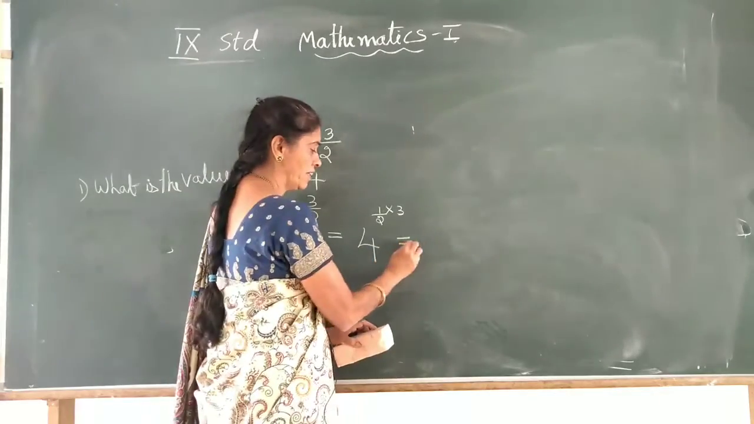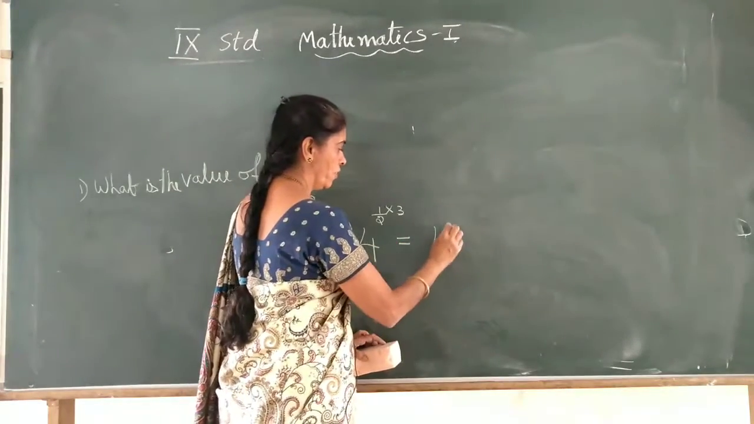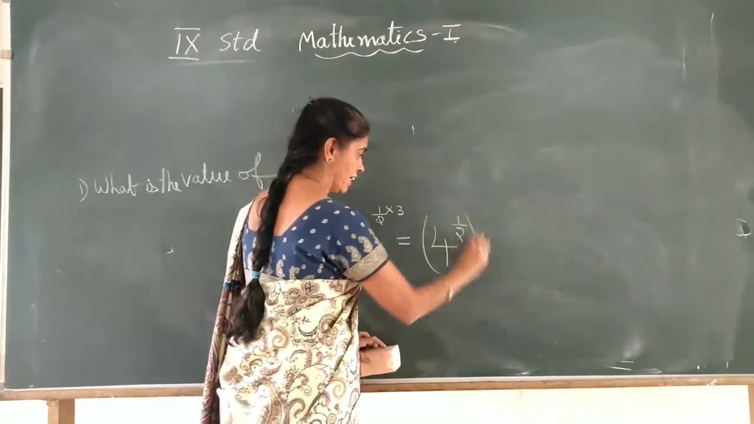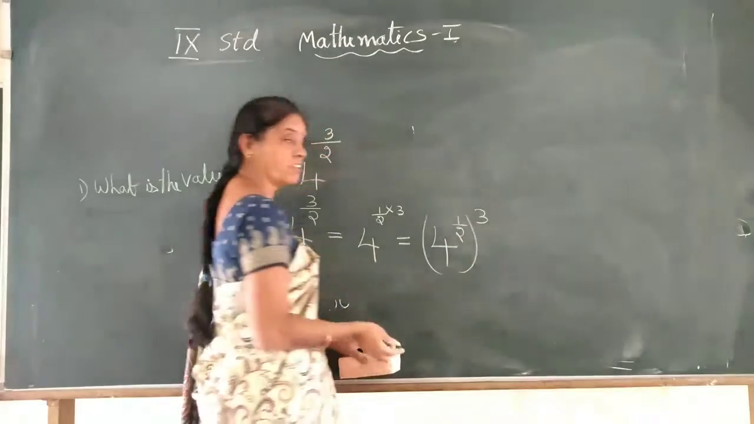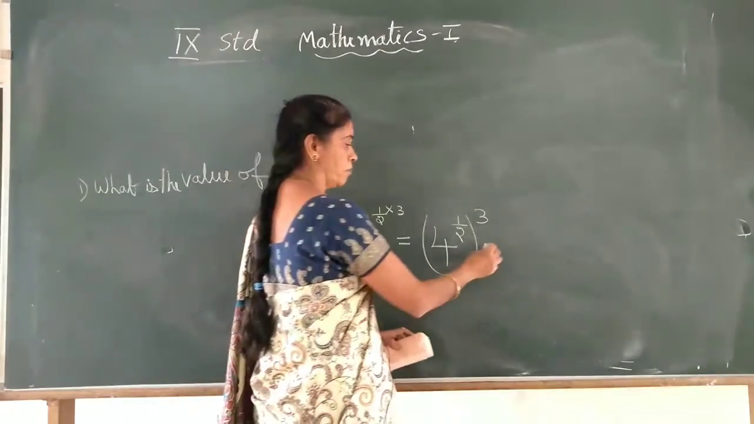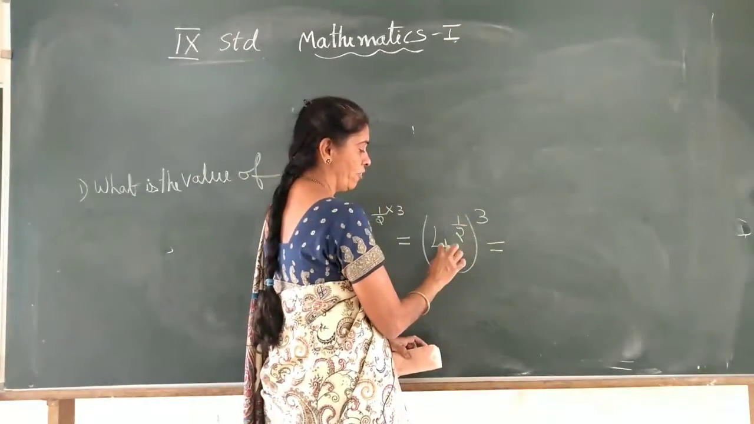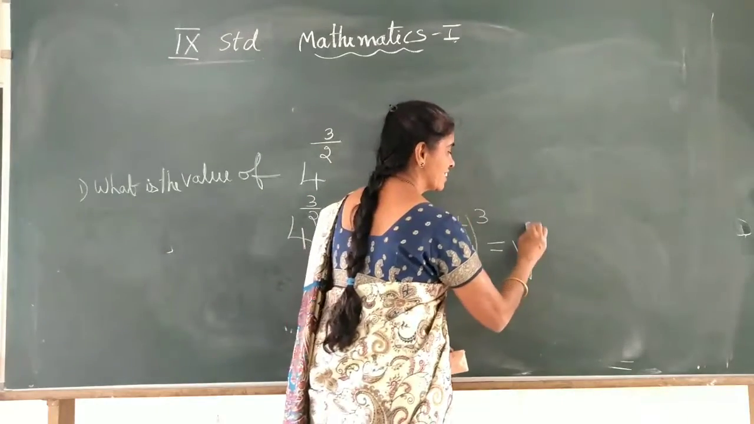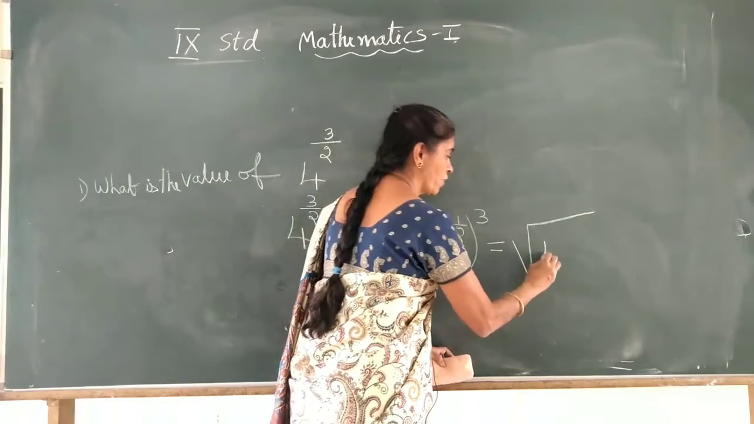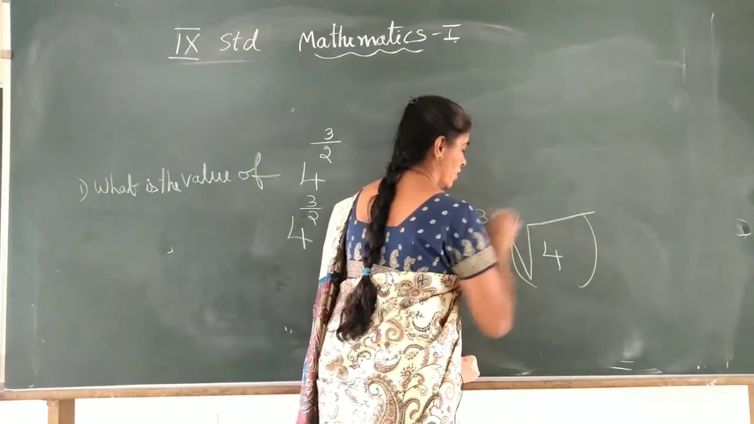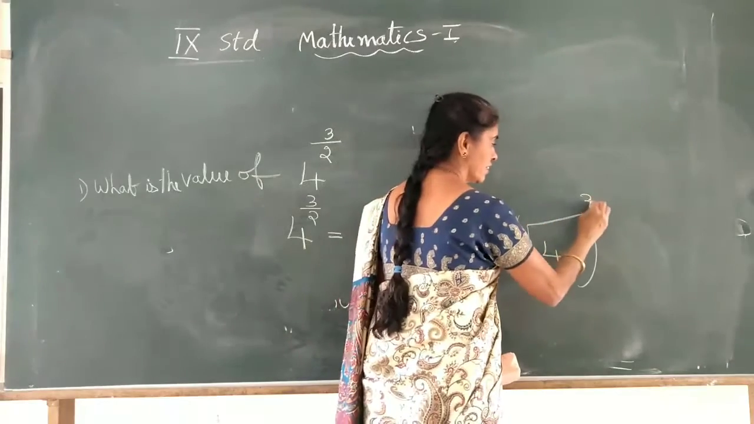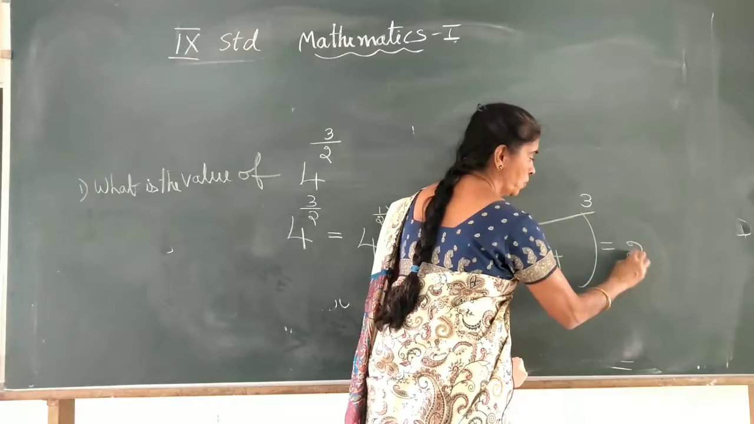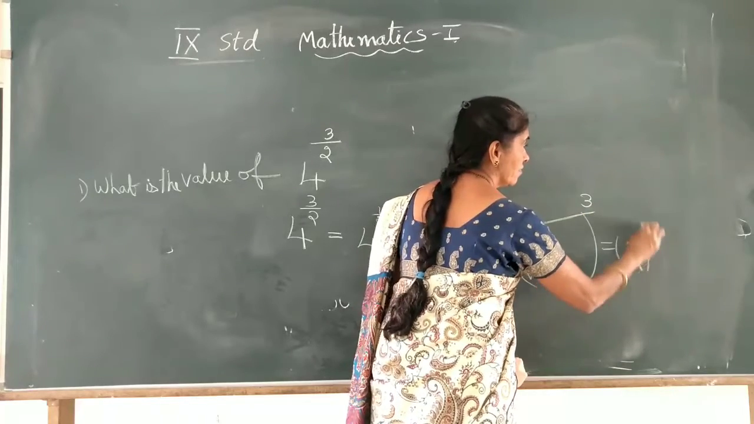It is nothing but 4 to the power of half, bracket 3. You know the laws of indices, right? What is the meaning of 4 to the power of 1 by 2? 4 to the power of 1 by 2 is nothing but the square root of 4, and to the power of 3. Square root of 4 is how much? Square root of 4 is 2, to the power of 3.